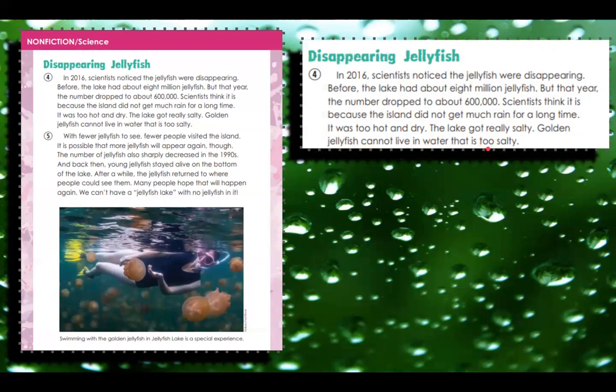There's that word too again. So I told you before that too at the end of a sentence can mean also. Well, the word too with two O's in it like this can also mean it's too much of something, like an overload of something. So what this sentence is saying is that golden jellyfish cannot live in water that is too salty. So it's more than enough. It's more than what they can stand. This is more than what they should be able to have. That's another way that the word too with two O's is used.